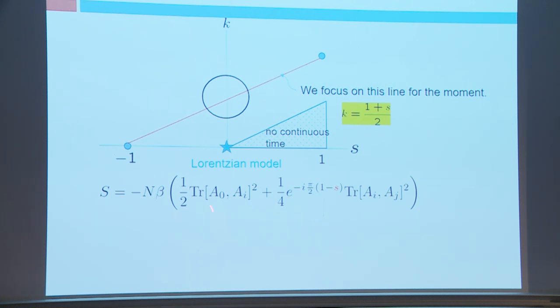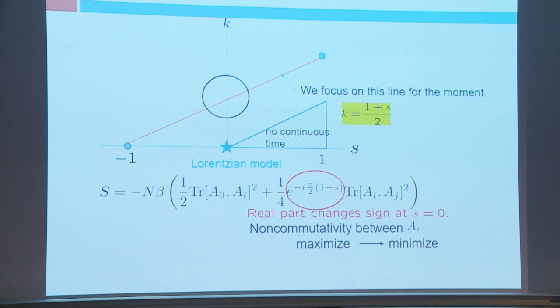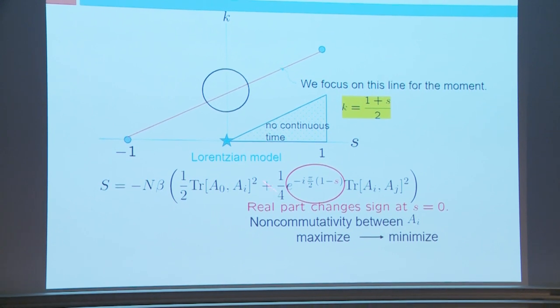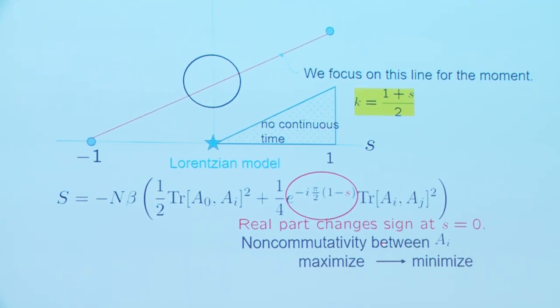The first term has no phase factor, but the second term has this factor here. You see that the real part of this factor changes sign at S equal to zero. Which means that this term favors maximal non-commutativity between AI for negative S, while it minimizes this non-commutativity for positive S. So this drastically changes the effect of this second term at S equals zero. So we expect something happens around S equals zero.